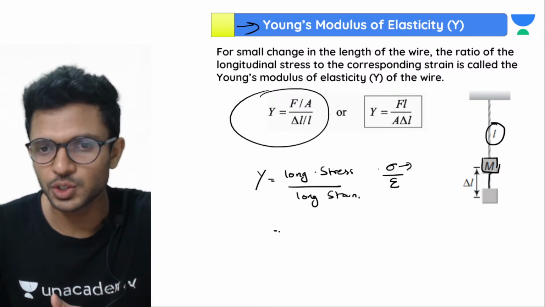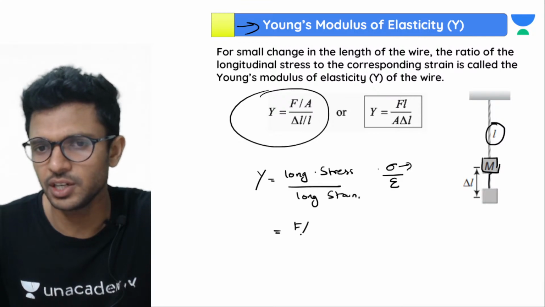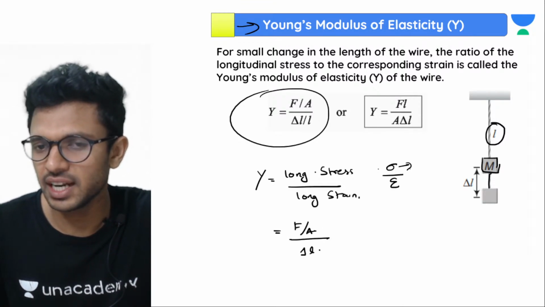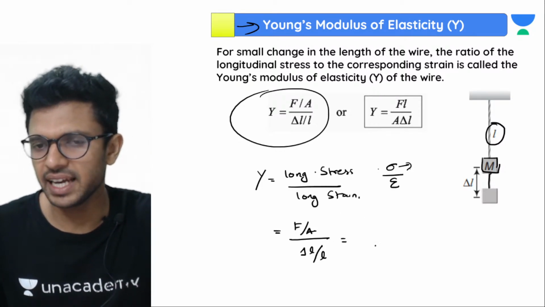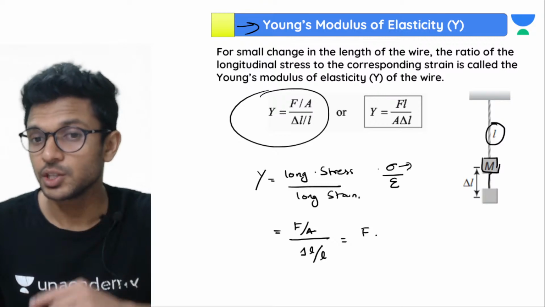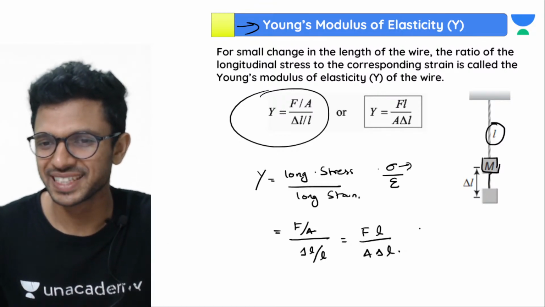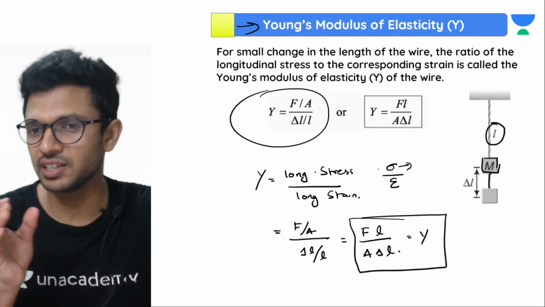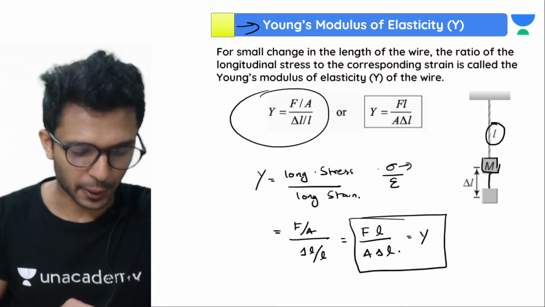ठीक है? Longitudinal stress का formula थोड़ा और expand कर सकते हैं. Longitudinal stress everybody knows, force by area. Longitudinal strain क्या होता है? Change in length to its original length. Again rearrange. ये by L है ना, वो ऊपर जाएगा. It will go up. So FL divided by A delta L. That is equal to Young's modulus. So the final formula for Young's modulus, everybody write it down: FL divided by A delta L.